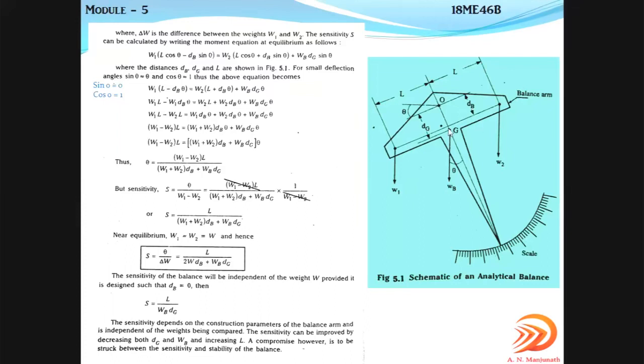However, up to what length it can be increased, there is a compromise to be made between the sensitivity and stability of the balance. The more the length, the more the sensitivity of the instrument will be. But there should be some value beyond which, if the L value is too large, the stability of this balance is going to decline. So a compromise should be made between the sensitivity and the stability of the analytical balance.